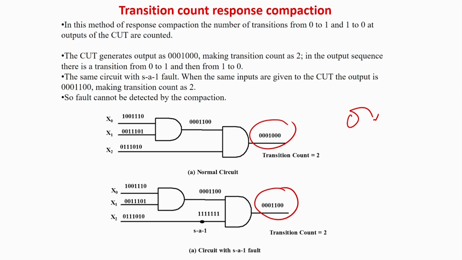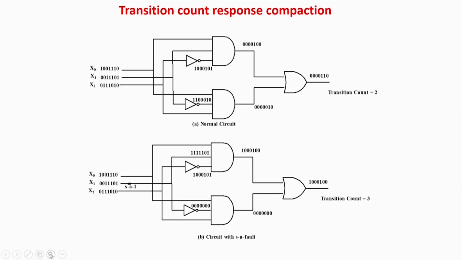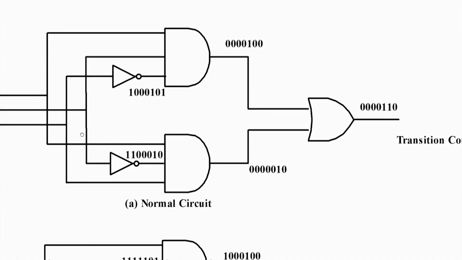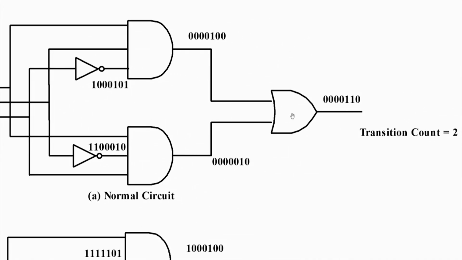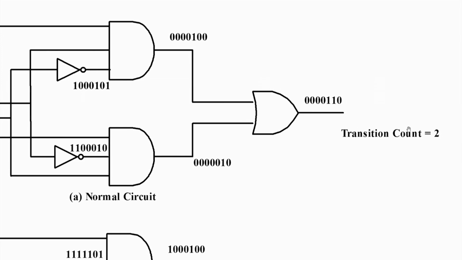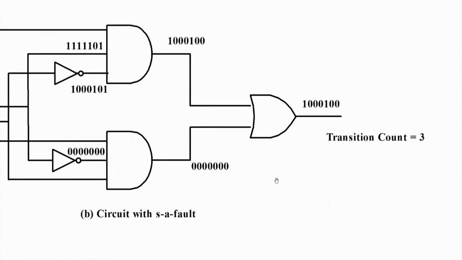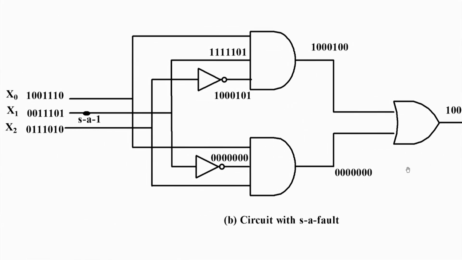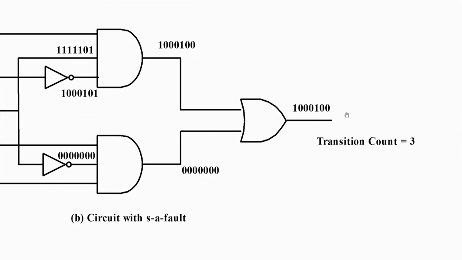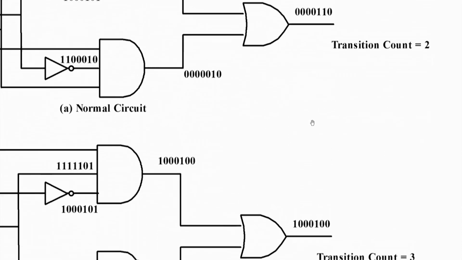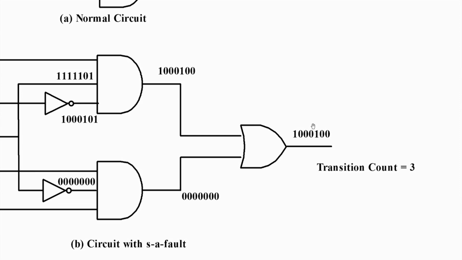But for other cases, it may be the vice versa. Like the same circuit I am taking, the second example, same inputs, the pattern is something like this, the output, the transition count is 2. I am changing the circuit. So in this case, I am again taking a stuck-at-1 fault. Now the pattern is something like this. Patterns are of course different, very easily you can detect it, but here the transition count is now changing. So in this case you see 1 transition, 2 transitions and 3 transitions. So here the transition count is 3.